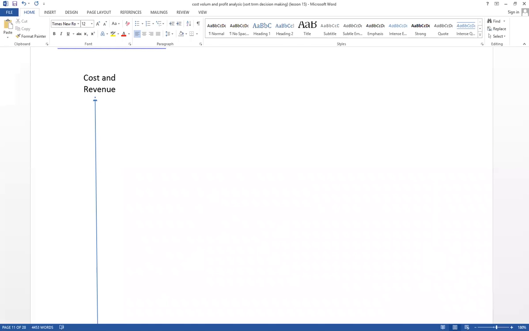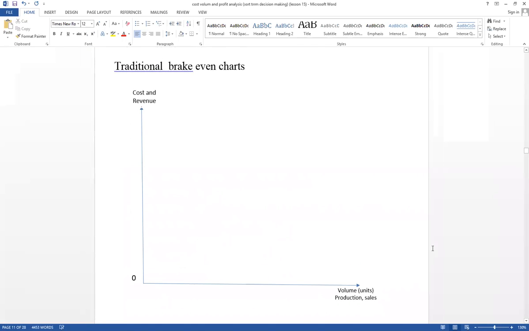Right, from the beginning, I'm going to discuss traditional break-even point charts. Think about, we know how to calculate break-even point quantity, break-even point value, margin of safety quantity, margin of safety value, and profit and loss. You have to know how to draw traditional break-even point charts as well as contribution break-even point charts and profit volume charts.